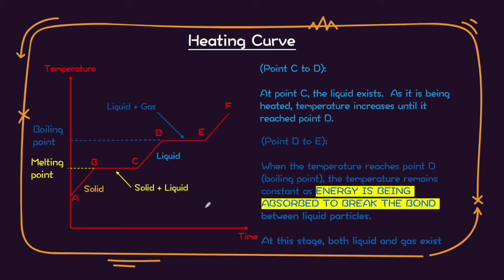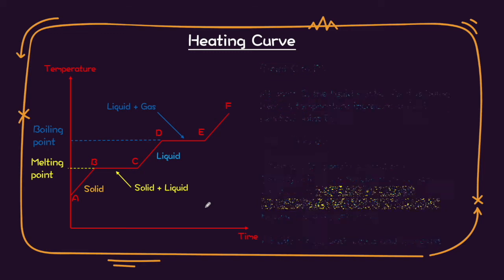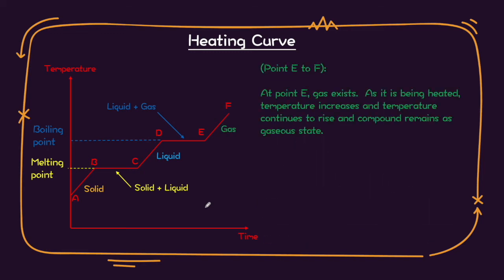So they will break the bond and slowly, one by one, become gas. Here, again, energy is being absorbed to break the bond. This is the answer you must write in your exam. And again, if they ask you for the state at DE, the state will be liquid and gas coexist. Until they reach point E, basically all of your liquid particles have changed to become gas.